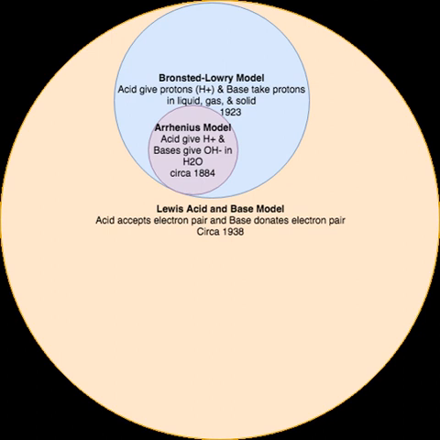Lux–Flood definition. This acid-base theory was a revival of the oxygen theory of acids and bases, proposed by German chemist Hermann Lux in 1939, further improved by Håkon Flood circa 1947, and is still used in modern geochemistry and electrochemistry of molten salts. This definition describes an acid as an oxide ion (O²⁻) acceptor and a base as an oxide ion donor.